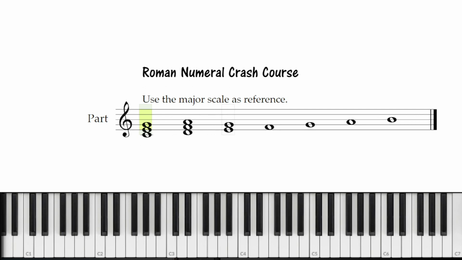C major, D minor, E minor, F major, G major, A minor, B diminished. So first things first, the Roman numerals: uppercase for major triads, lowercase for minor triads. 3 chords minor, lowercase. 4 chords major, uppercase. 5 chords major, uppercase. 6 chords minor, lowercase. 7 chords diminished, lowercase plus the diminished sign. A minor chord with a diminished fifth. That's why it's lowercase. It's chord quality.